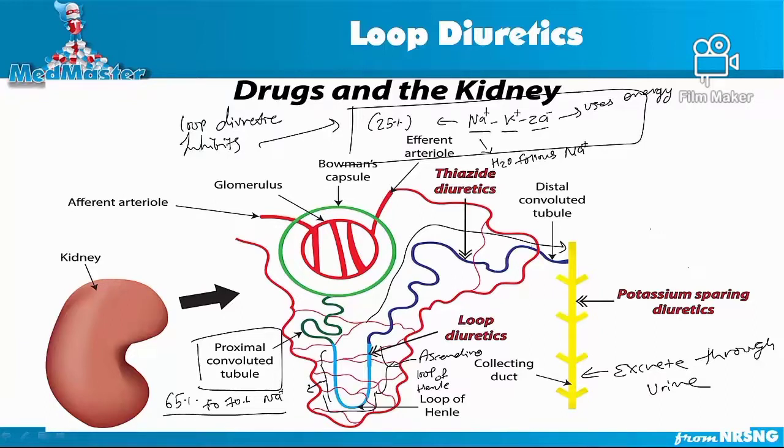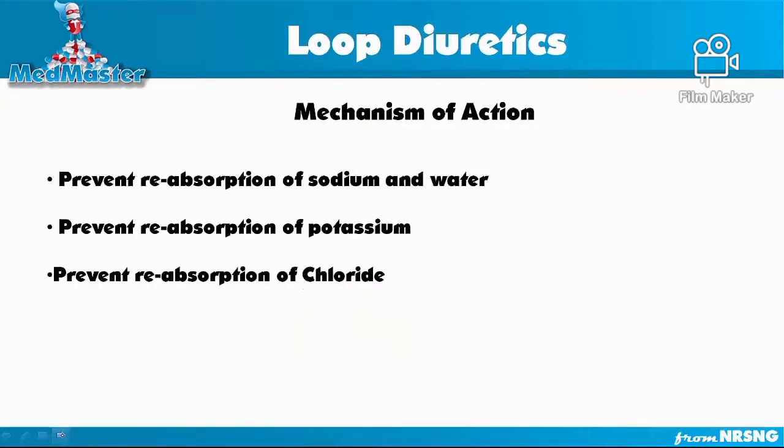Now that we understood the mechanism of action of the loop diuretic, let's talk briefly about what it does on the nephron, and especially in the ascending loop of Henle. If we know these main mechanisms of action of this loop diuretic, we'll be able to understand the side effects and also the nursing consideration. So it prevents the reabsorption of sodium, water, potassium, and chloride.